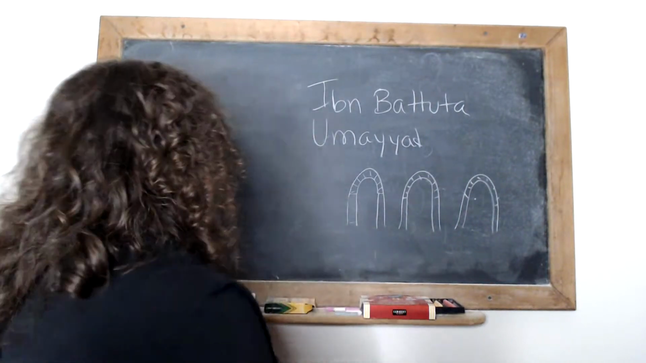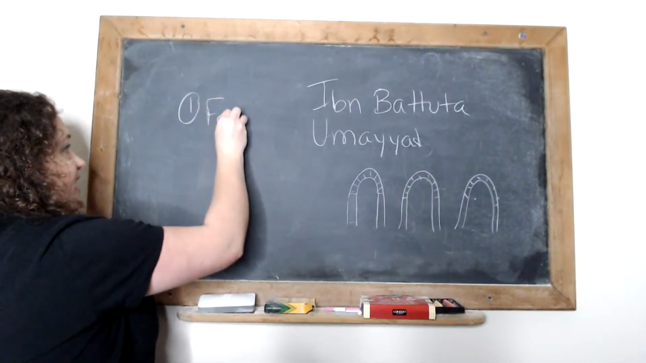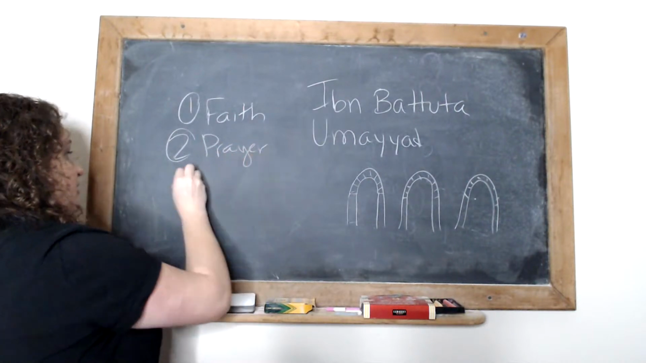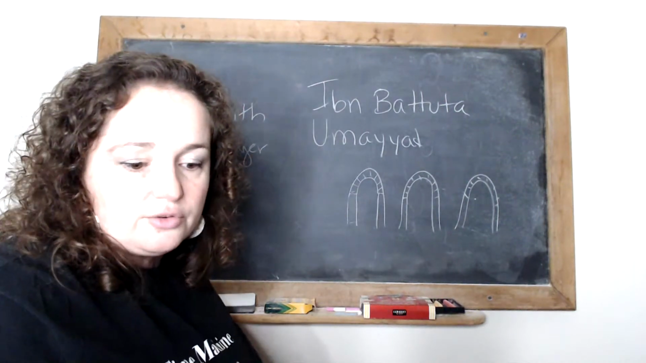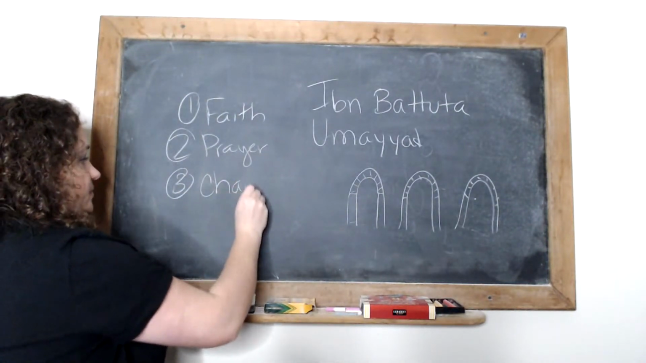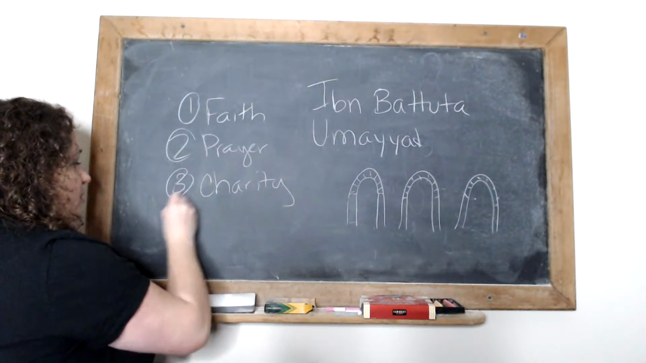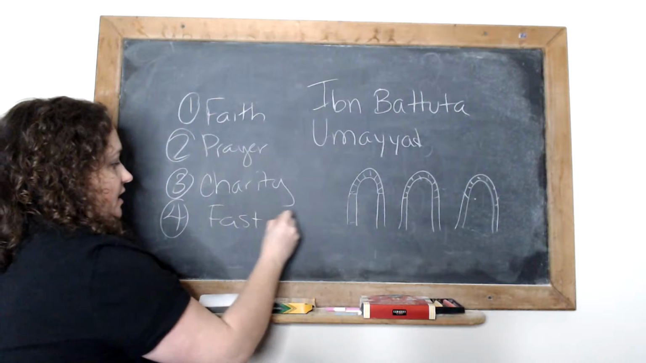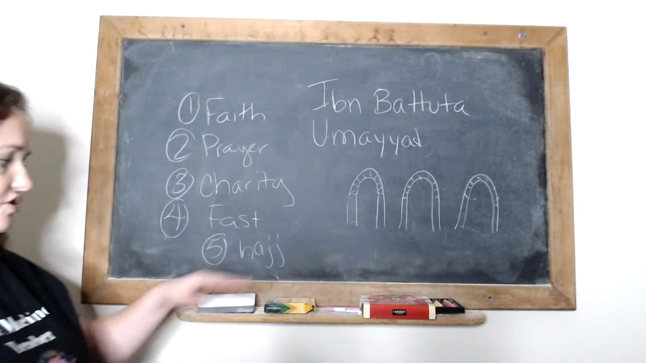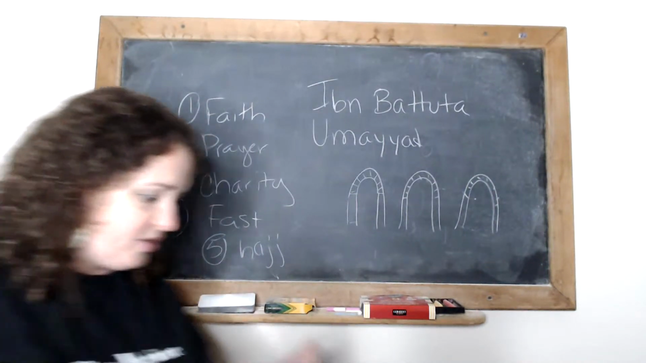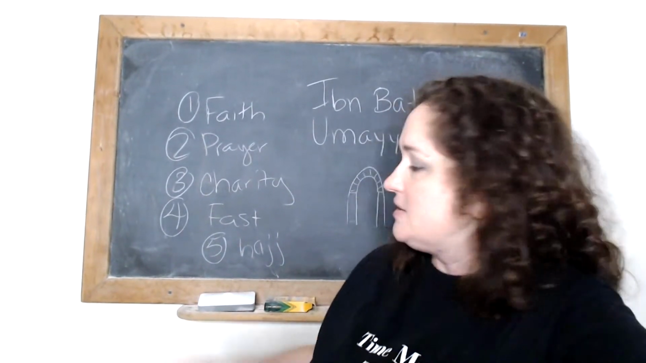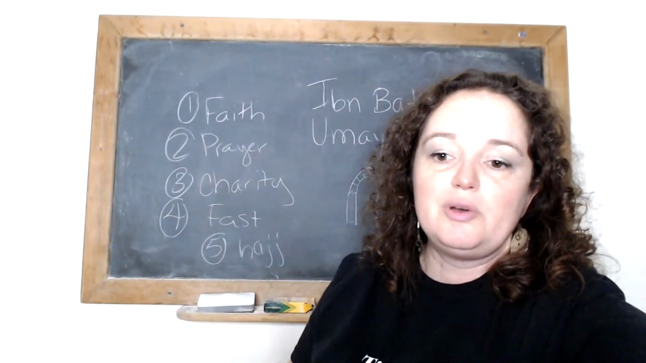And the 5 pillars of Islam. Number 1, faith. 2, prayer. 3, I forgot 3. Charity. Give to charity. 4, fast. And 5, you have to take a Hajj, which is a journey to Mecca. I'm not sure if those are in the right order, but there's your 5 pillars of Islam. Yes, the Hajj is a pilgrimage to Mecca.